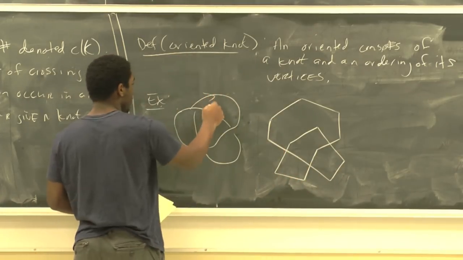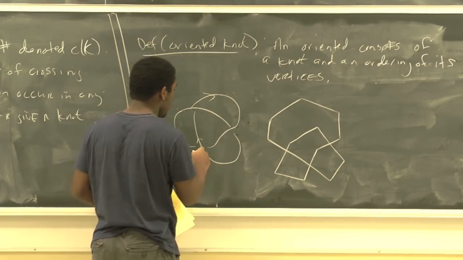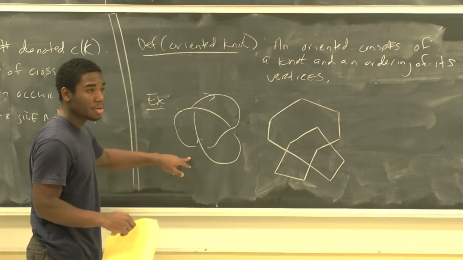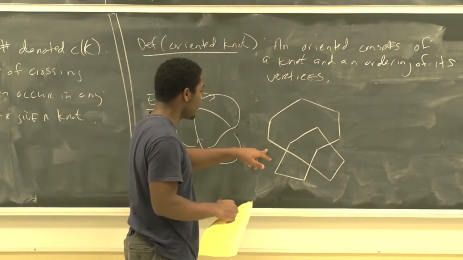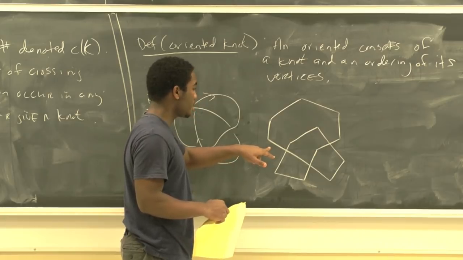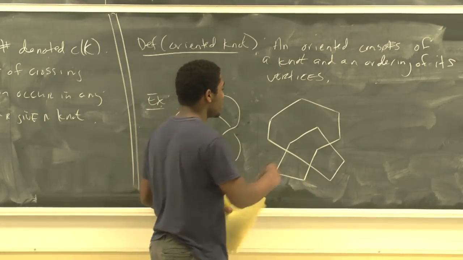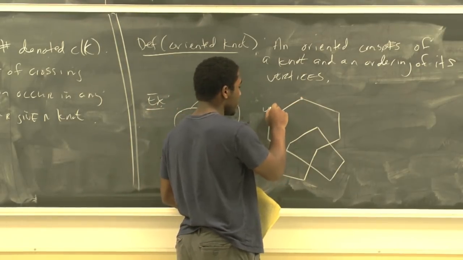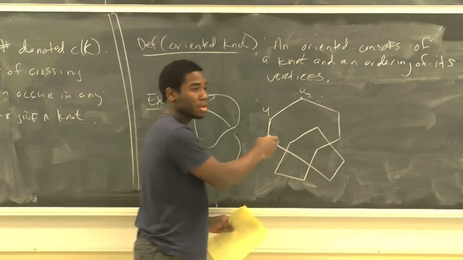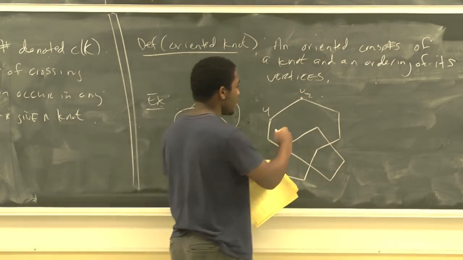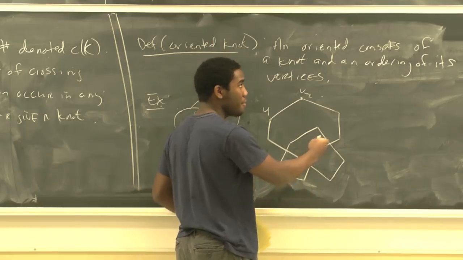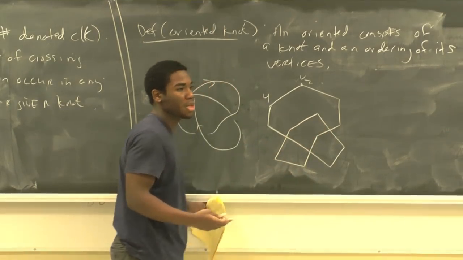I won't go into numbering all these, but given a smooth curve, you present its orientation with these arrows, and given this knot in its graph theoretical sense, you would just place an ordering on the vertices. And with this, we say that an ordering is the same if it differs by some cyclic permutation.